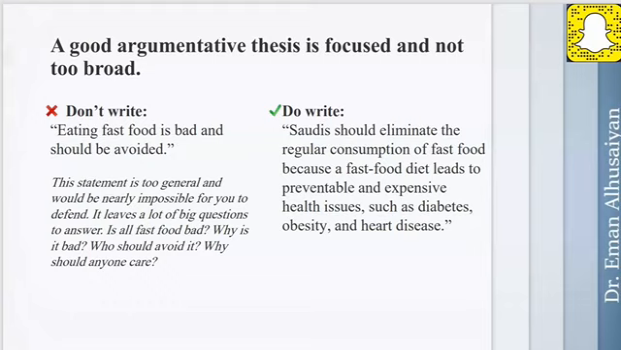So this is an example of a good thesis statement because it has the basic three parts that we have shortly discussed. It has a topic, it has a position, in other words your position is clear, and it has also reasons why Saudis should eliminate regular consumption of fast food. Now let's discuss this in detail. Not this thesis statement, but thesis statements in general. How can we write a good thesis statement?